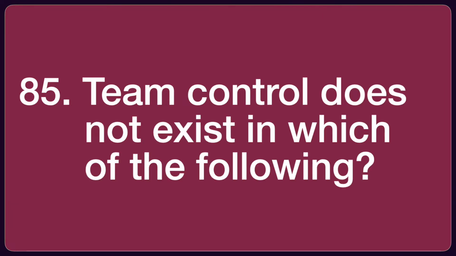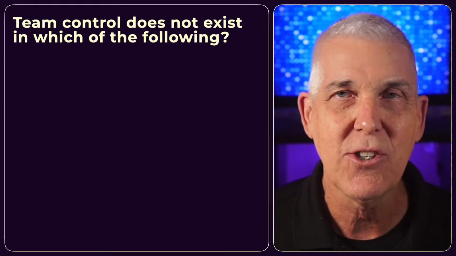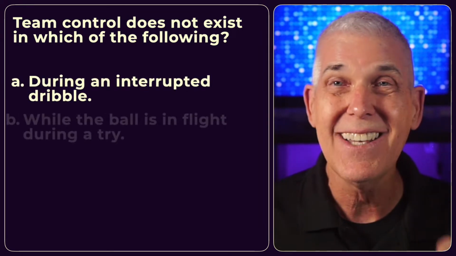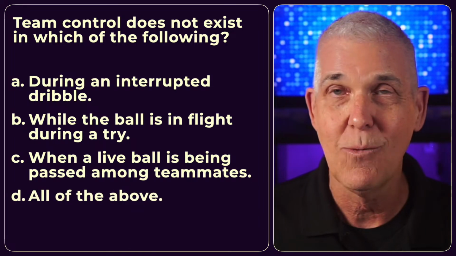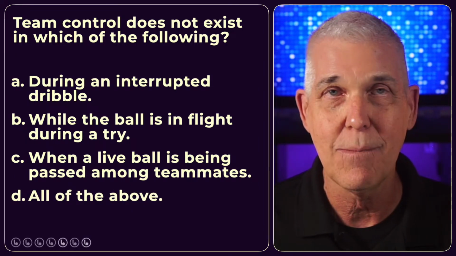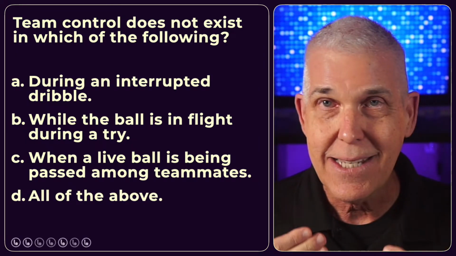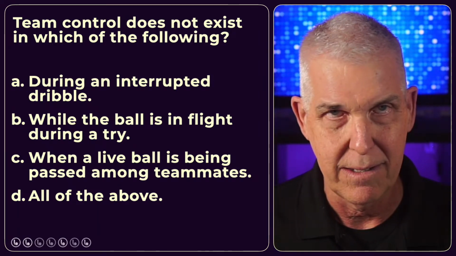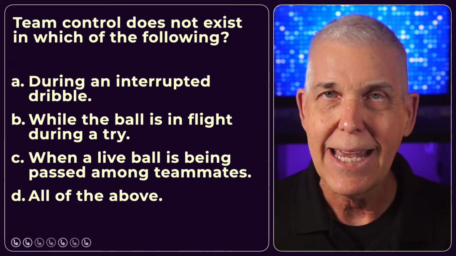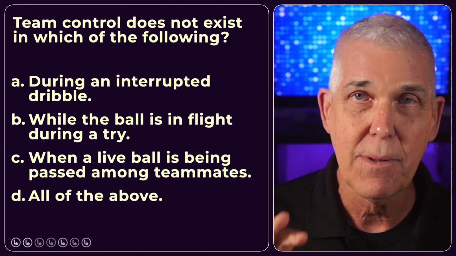Team control does not exist in which of the following situations? Does not exist. Of course, we need to know all about status, and one of the statuses we need to know is team control. When does team control start by rule, and when does team control end? A, during an interrupted dribble. A player is dribbling the basketball.